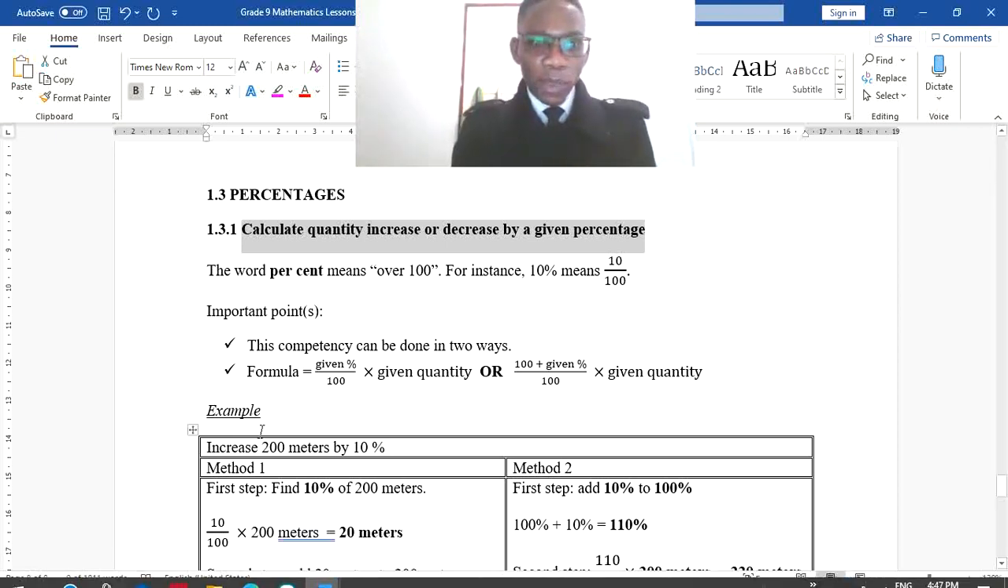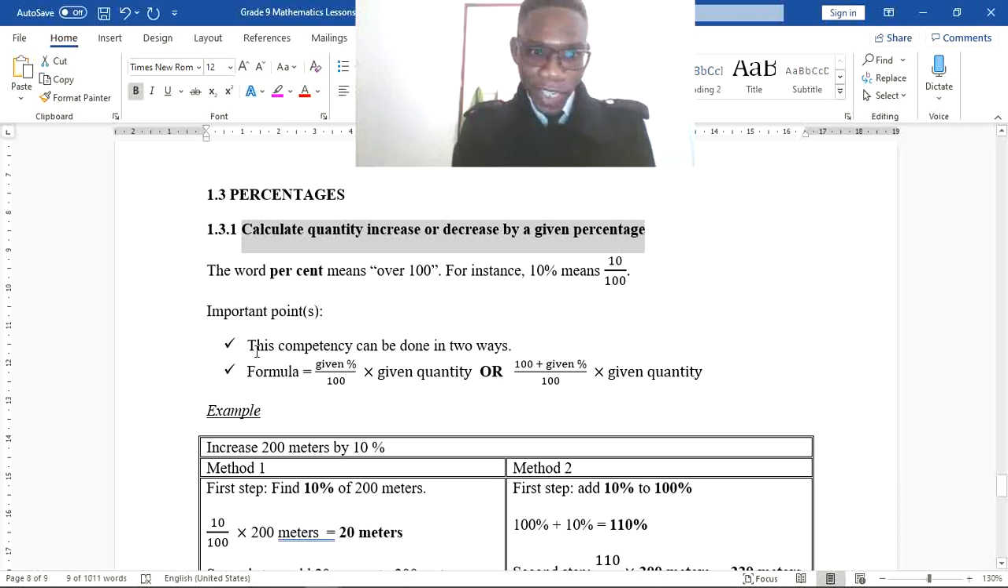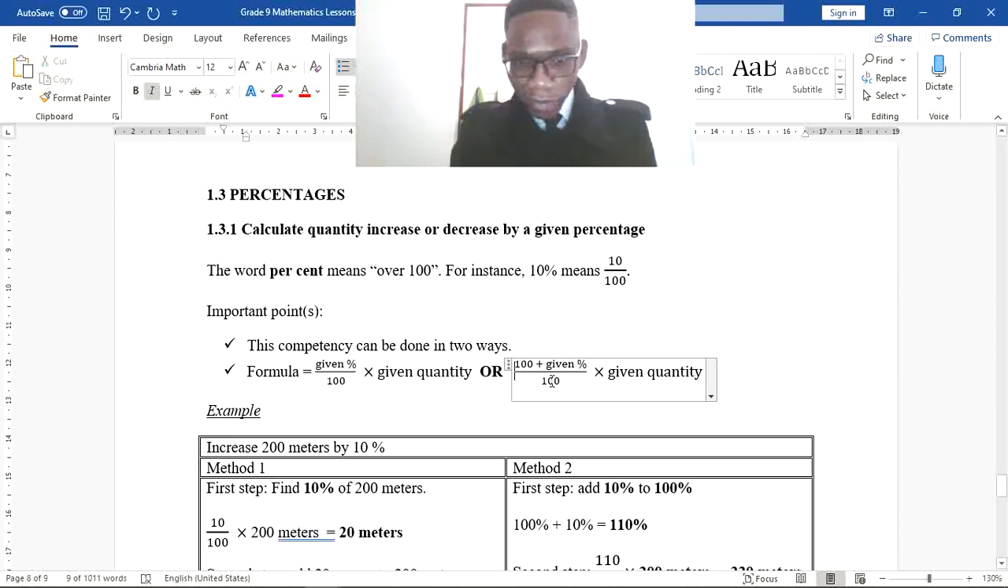What is important when it comes to this competency? It can be done in two ways. The first way says you take the given percentage, you divide by 100, then you multiply it by the given quantity. The other method says you take 100%, you add the given percent, divide by 100, and then you multiply by the given quantity.